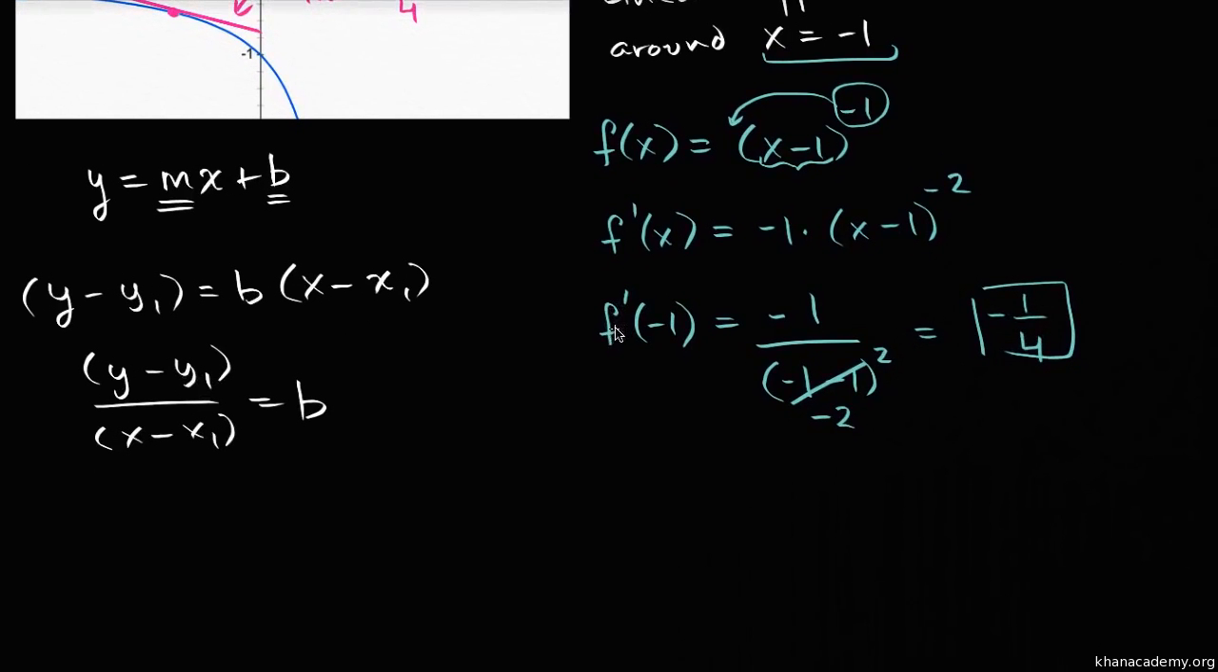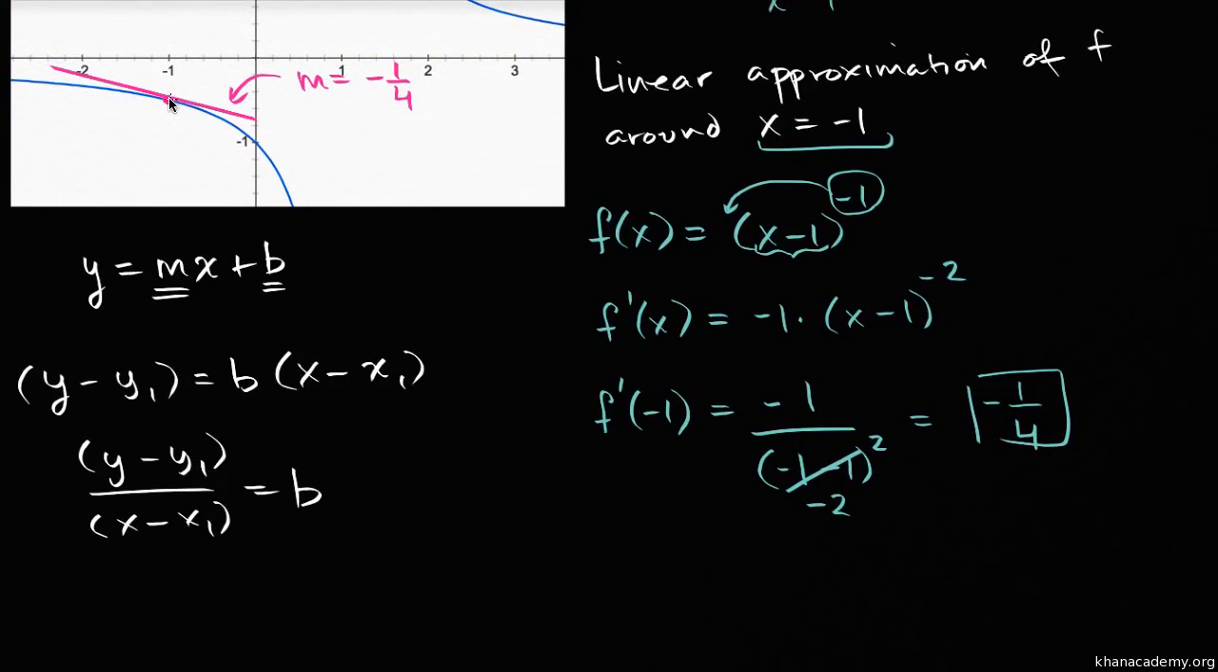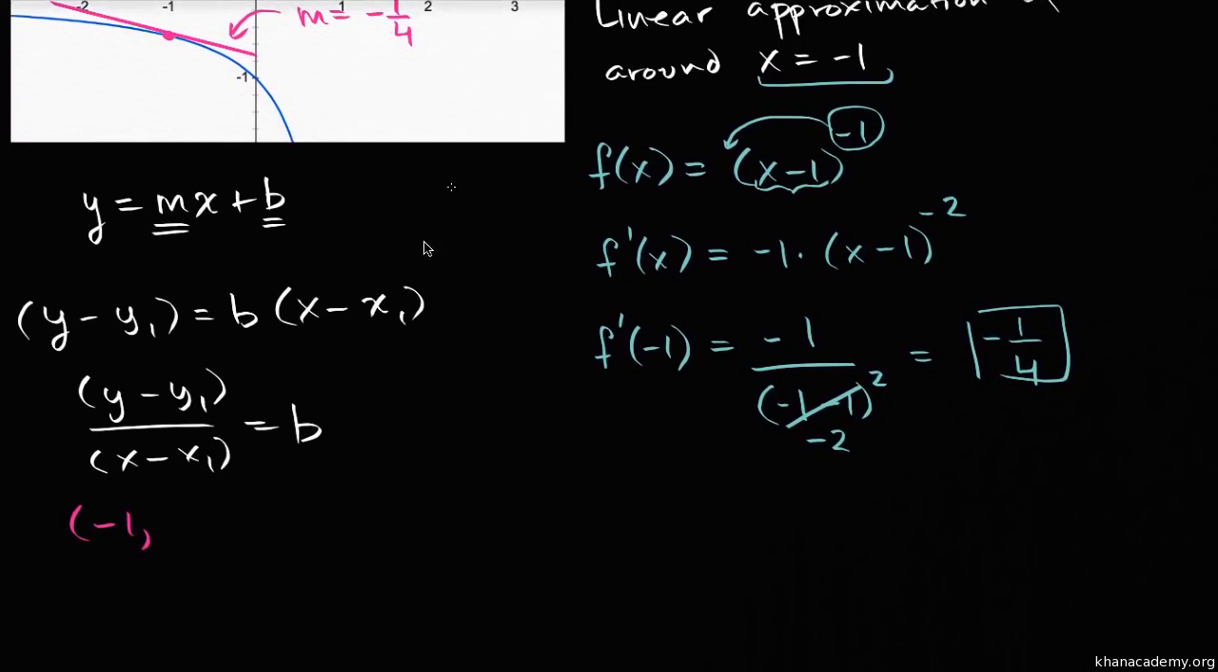So we already know an x1 and a y1 that sits on the line. In fact, we want to use the point when x equals negative 1. So we know the point negative 1 comma, we could just input it right over here, f of negative 1 is 1 over negative 1 minus 1, negative 1/2. So we know that negative 1 comma negative 1/2 is on our curve and it is on our line. That's the point at which the tangent and the curve actually intersect. And so we can use any of these to now write the equation of our line.